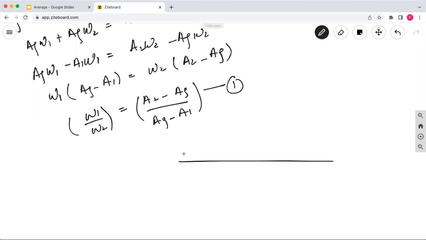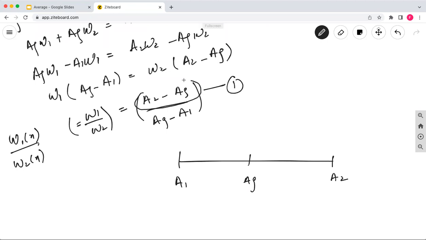So if I consider this as A1, the average of the first case, and A2, the average of the other, what will be the overall average? That must be lying somewhere between. And right now we don't know on which side, but somewhere between, right? And if you see this thing, this is a ratio, and you can write the ratio as W1 into X over W2 into X. Will this make any difference? No, right? This is actually a ratio.